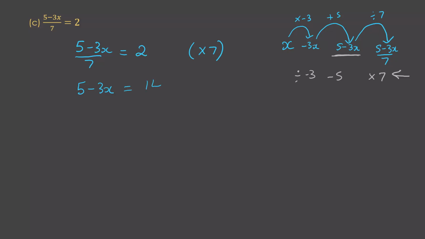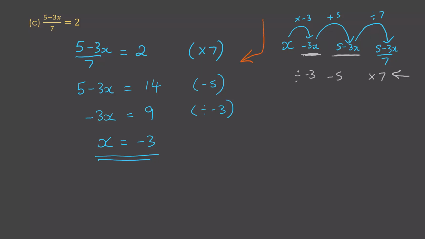The right hand side becomes 14. My next step is to subtract 5 from both sides. So I get minus 3x. Once again, if we look across at the flowchart, 14 take away 5 is 9. And my last step is to divide by -3. That will give me x on this side and -3 on this side. So this final example shows you much more how I would lay these out.